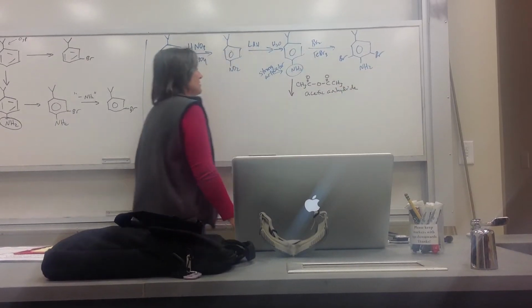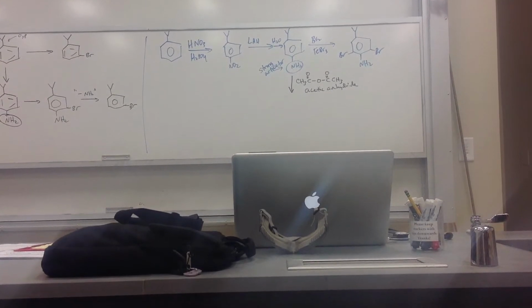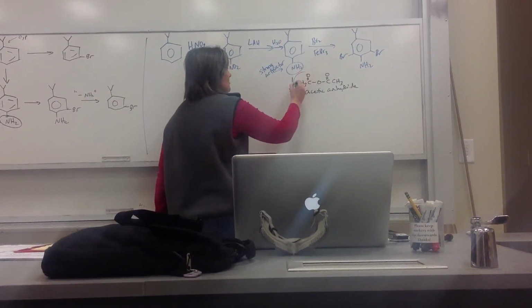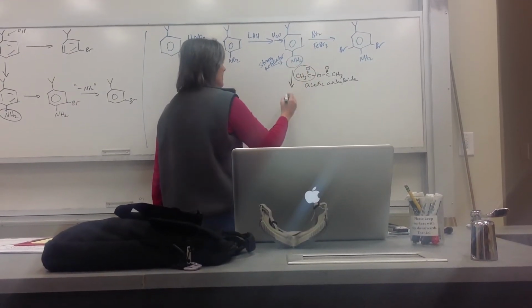So I'm going to take an amine, treat it with acetic anhydride. We'll learn the mechanism for this in the next unit. But what happens is this group right here is placed onto the nitrogen. And we end up with this.